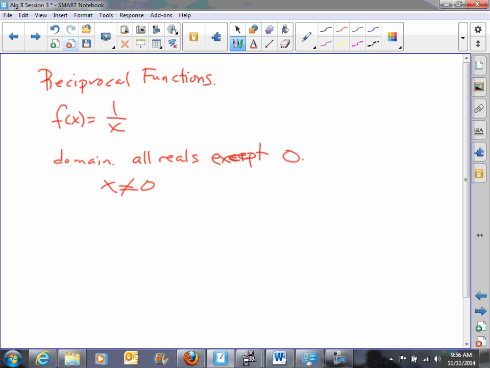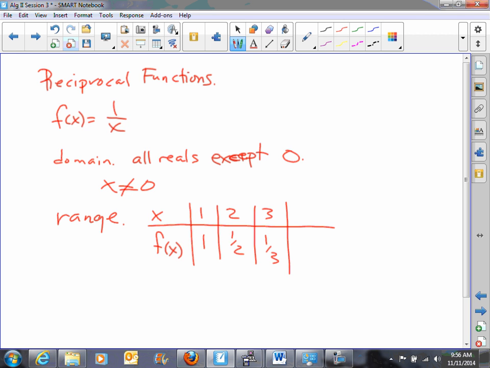Now the next question is, what is the range? And this one is more intriguing. If you were to just look at some values, x, f of x, a misguided look might say, well, we can't use 0 because x can't be 0, so if we try 1, 1 over 1 is 1. If we try 2, we get 1/2. If we try 3, we get 1/3. If we try 4, we get 1/4, and so on. If we try 10, we get 1/10. So as x gets larger and larger, our numbers get closer and closer to 0.